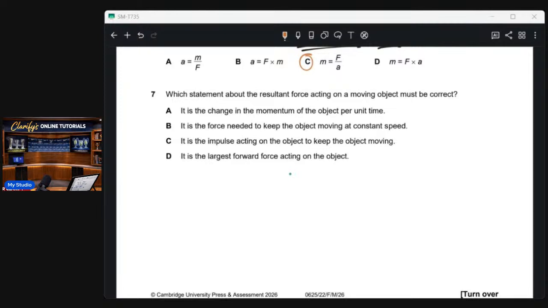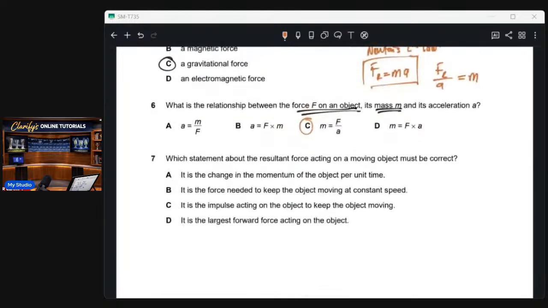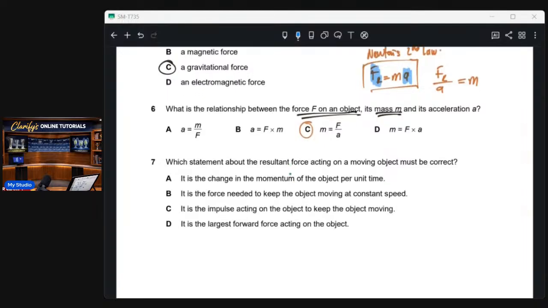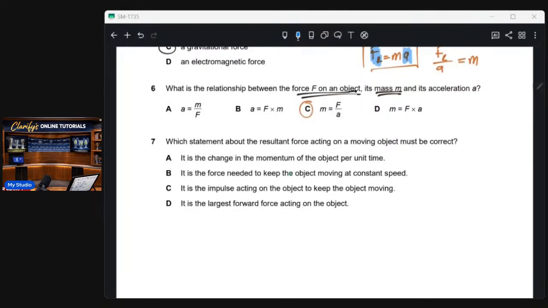Well, this is wrong, because just from the second law, you see that whenever there is a resultant force, there is an acceleration. So if there is a resultant force, the speed won't be constant. It will be changing. So here, what statement about the resultant force can you make? It is the force needed to keep the object moving at constant speed? No. If the object is moving at constant speed, there is no resultant force, because resultant force automatically causes acceleration.